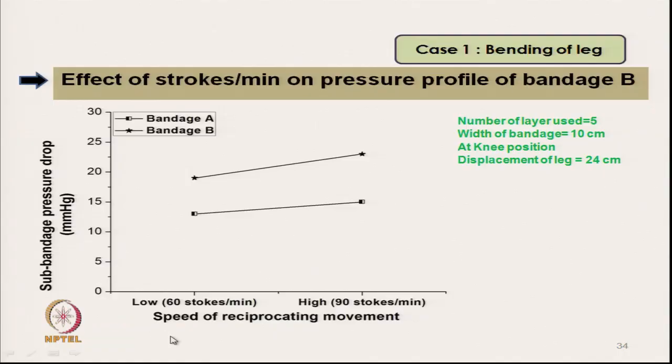This figure shows the speed of reciprocating movement. Once the person moves at slower speed, the pressure drop is less, but with the increase in speed, the pressure drop is high. This is due to structural change of the bandage.